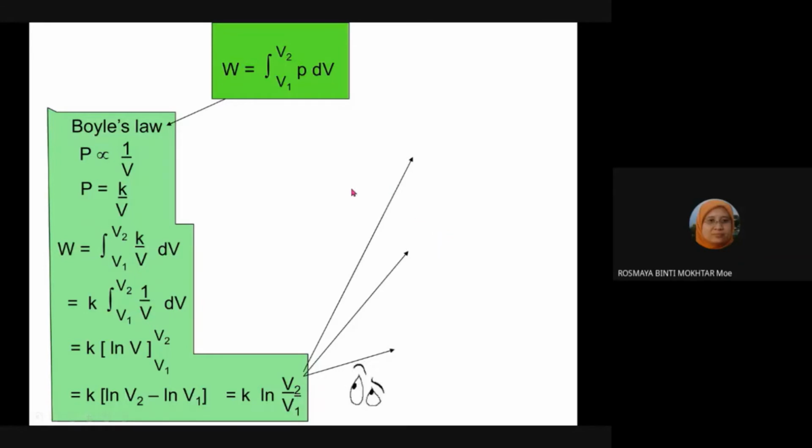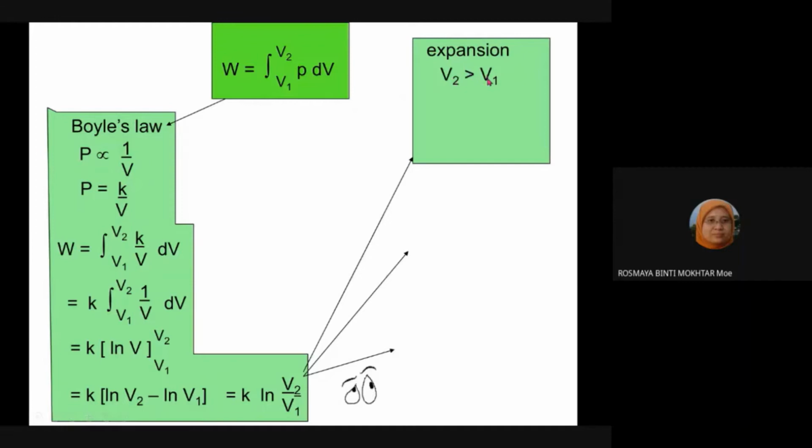The first one is expansion. For expansion, volume 2 will be larger than volume 1, because the volume increases. So the final volume V2 will be a larger value than V1. So for ln of V2 over V1 larger than 1, the answer will always be positive. So for expansion, the work done is always positive. Memorize this: for expansion, the work done is always positive.